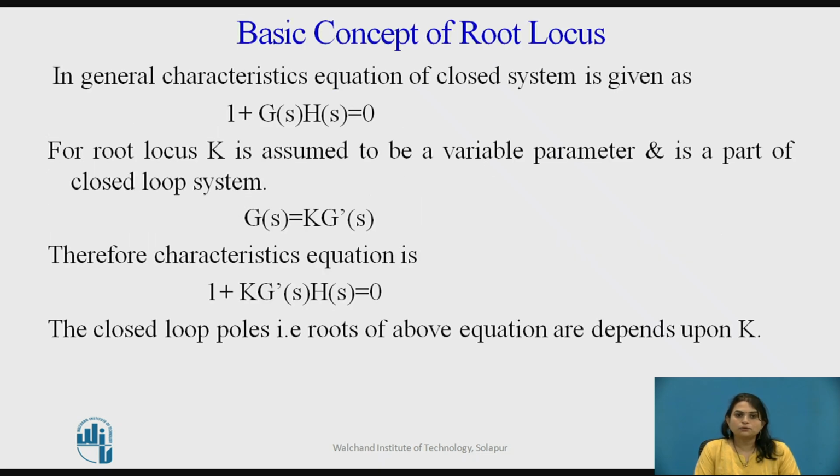The basic concept of the root locus. Here we have to consider the characteristic equation 1 + G(s)H(s) = 0. For the root locus, K is assumed to be a variable parameter and it is a part of a closed loop system. So here we consider G(s) = K G'(s). If we put the G(s) value in the above equation, the characteristic equation will become 1 + K G'(s) H(s) = 0. So here the closed loop poles, that is the roots of the above equation, depend upon this K value.